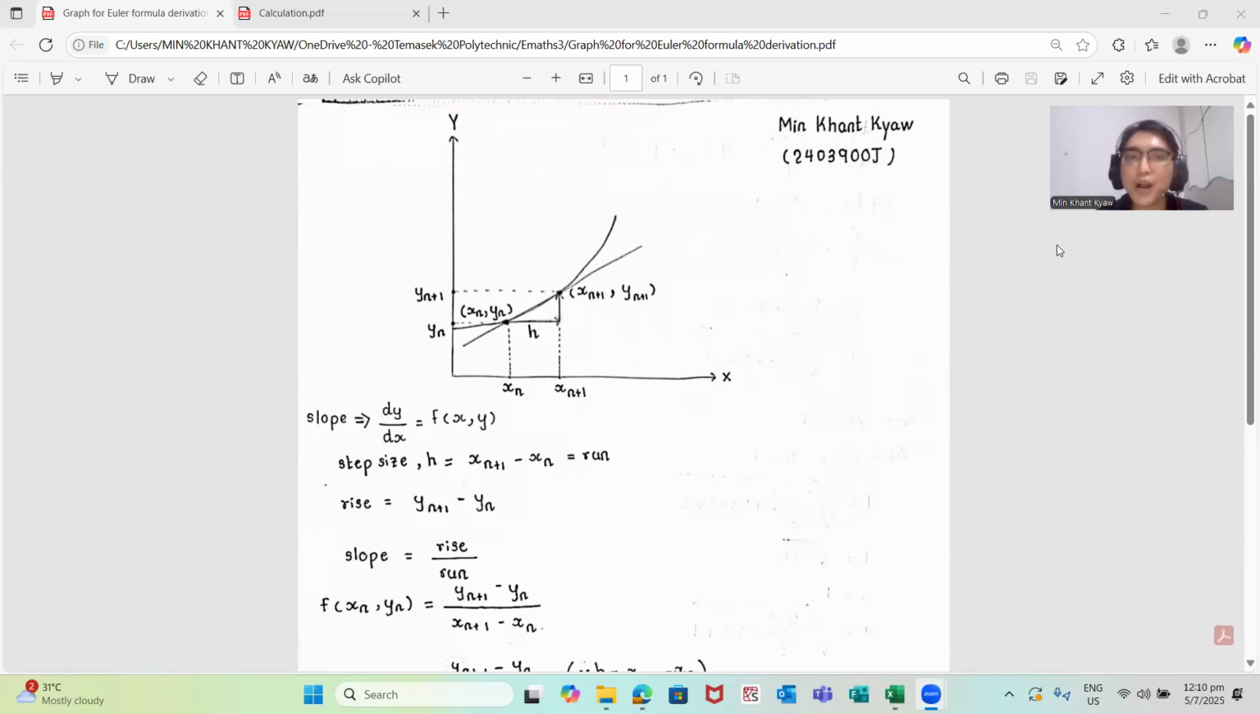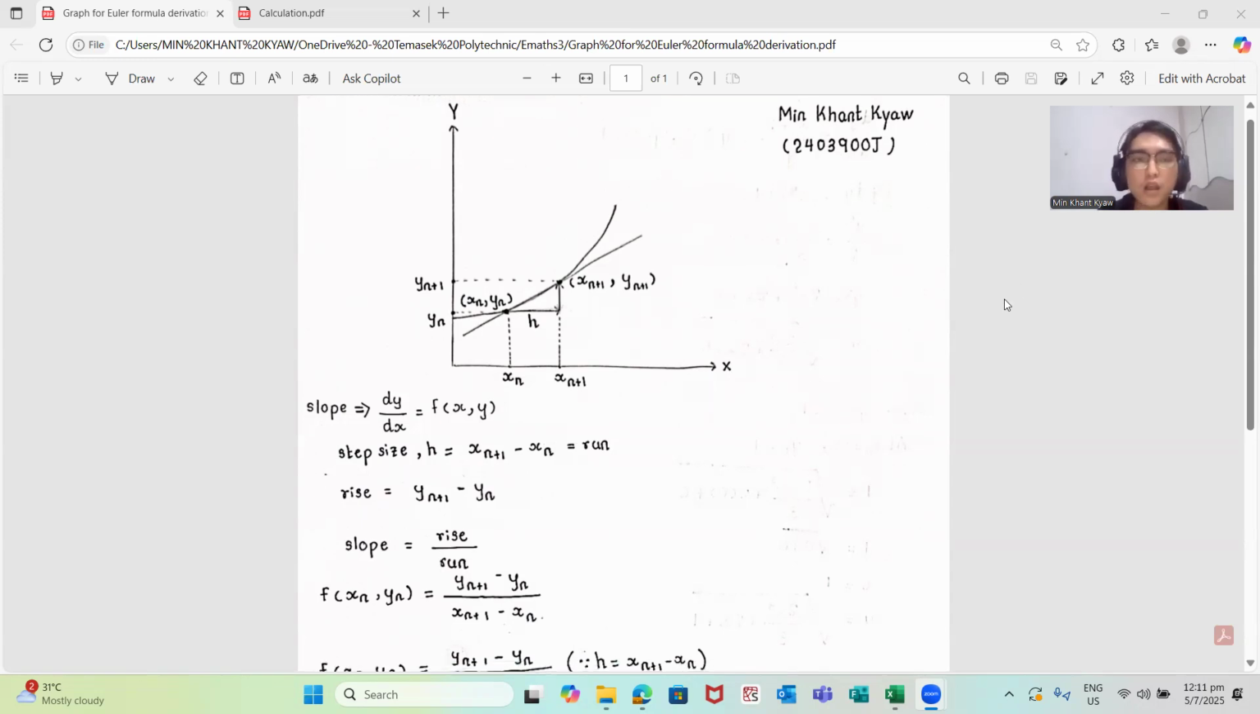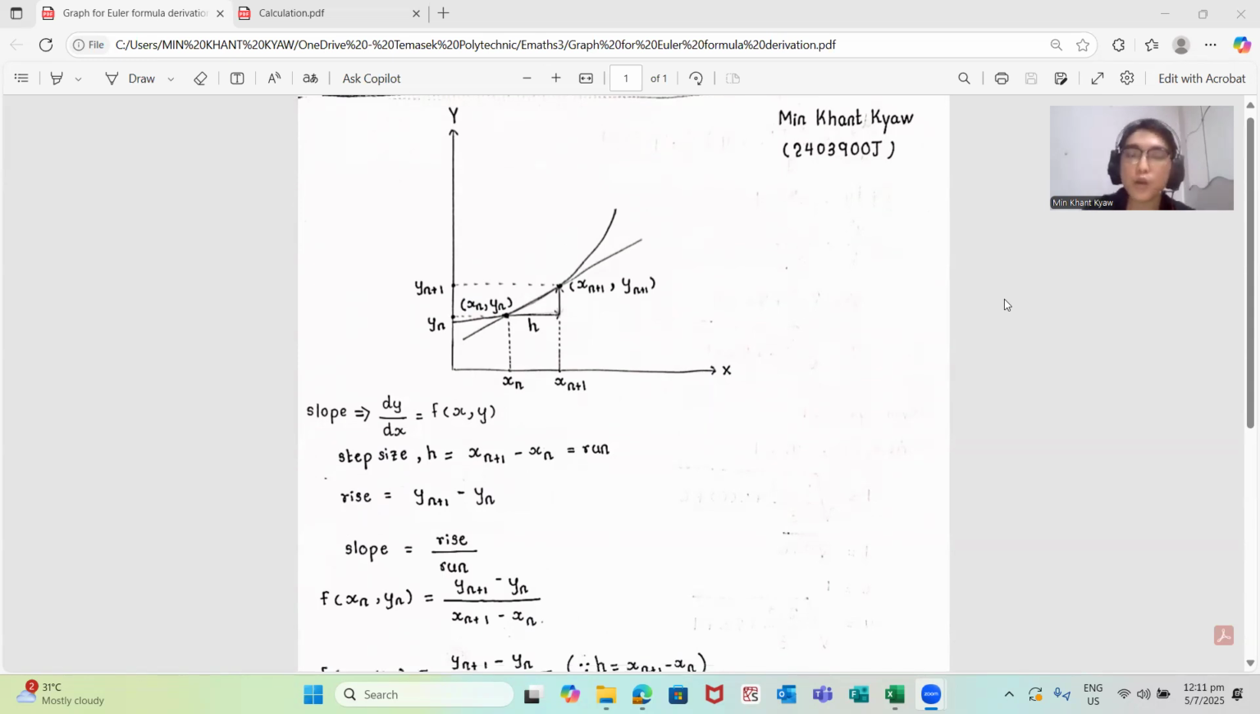In this video, I will walk you through Euler's method, a simple numerical technique that is used to approximate the solutions for the first-order ordinary differential equation. So firstly, let's understand where the Euler formula comes from by looking at this graph.